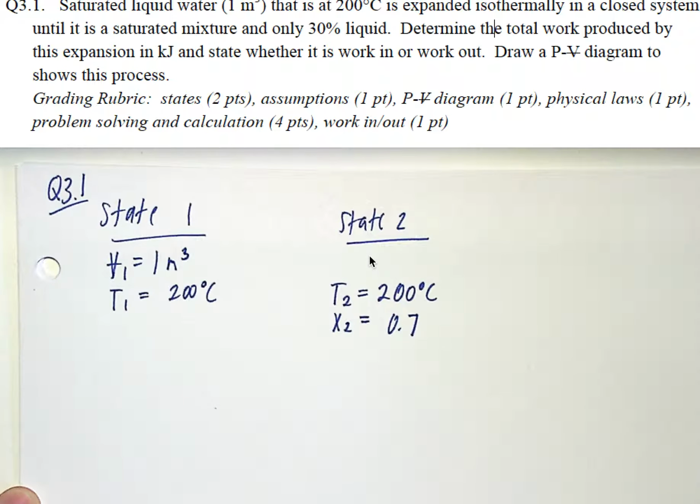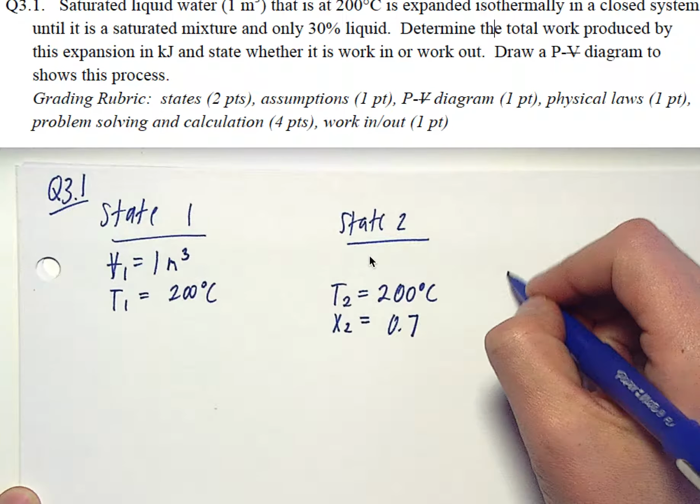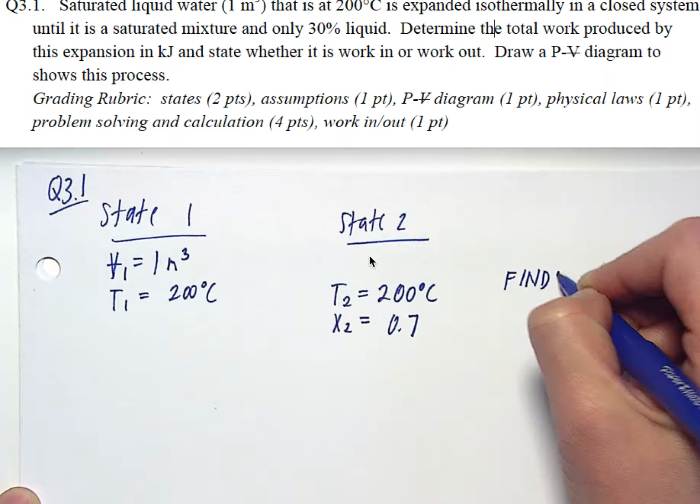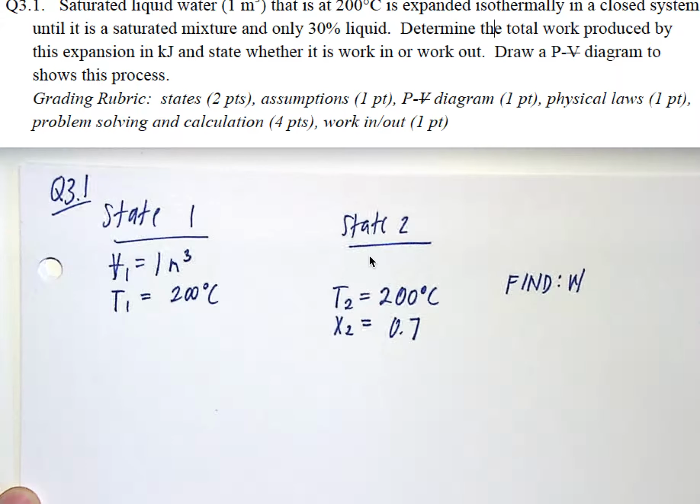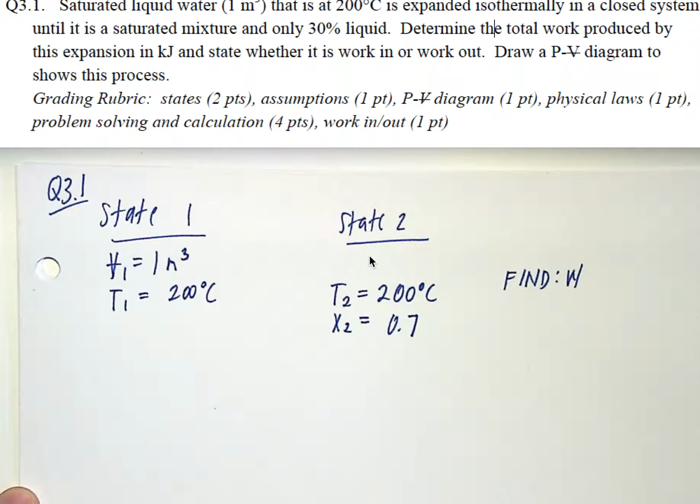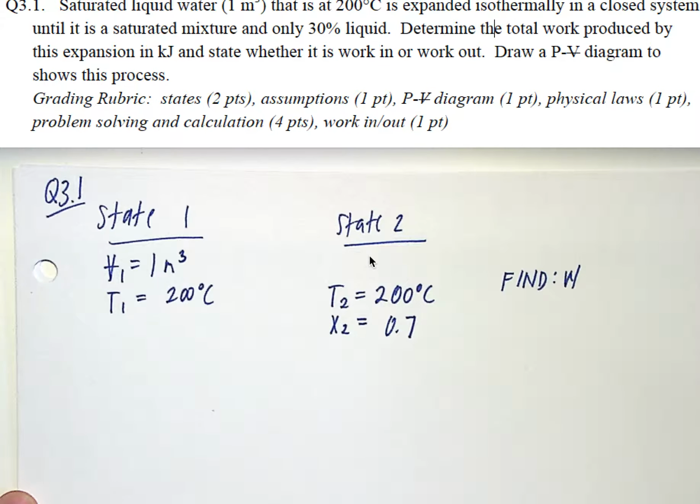All right, and then it says determine the total work produced by the expansion in kilojoules. So what we're basically finding is just boundary work. This is the one case where, when you start looking at problems like this, you do not need to use the energy equation for boundary work when you're given enough information about the problem. And this is one of those cases.